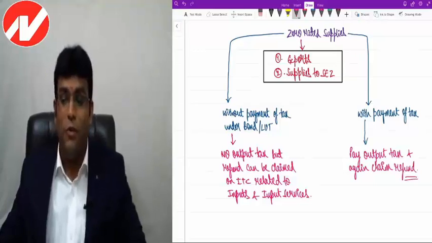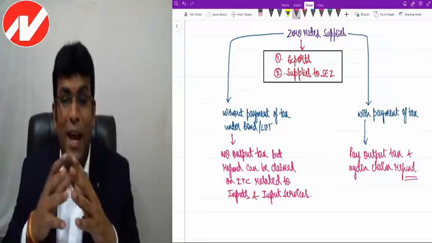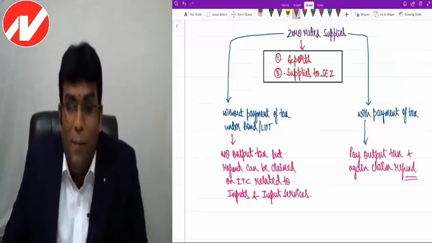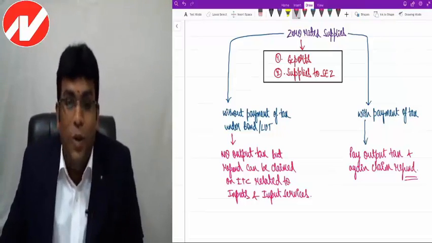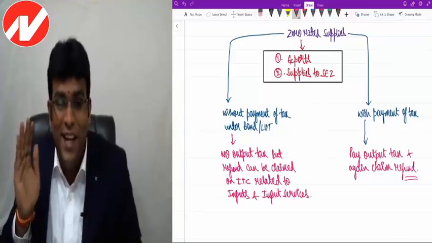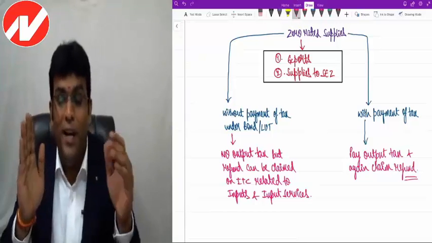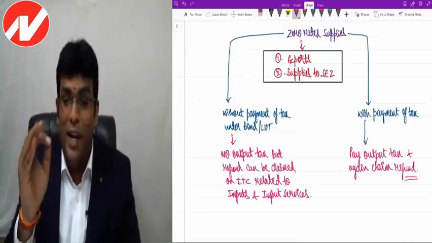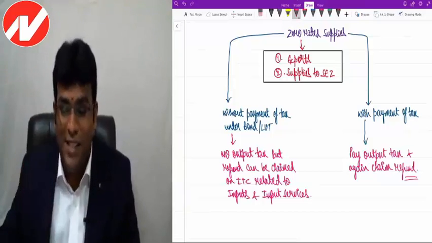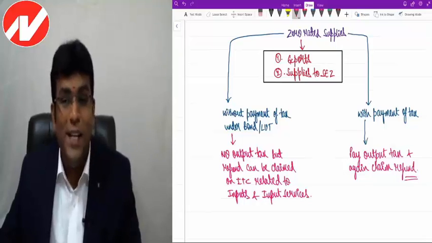So friends, the difference you have to understand is that in zero rated supplies, there are two types actually. Of course, zero rated supply covers exports and supplies to SEZ, and there are two types of zero rated supply. Number one, without payment of tax under bond or LUT, there is no output tax. But input tax credit can be claimed as refund, provided input tax credit is related to inputs and input services. And other side, when we talk about zero rated supplies with payment of tax, we will pay output tax and claim refund. Like this law gave two options related to zero rated supplies.